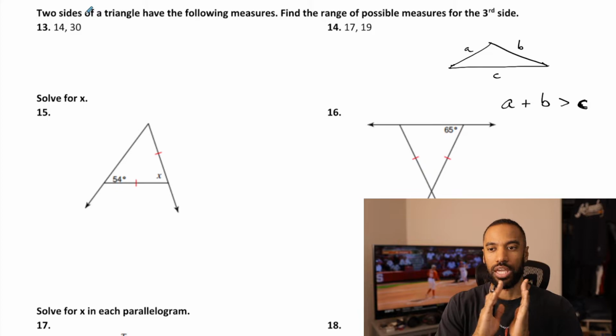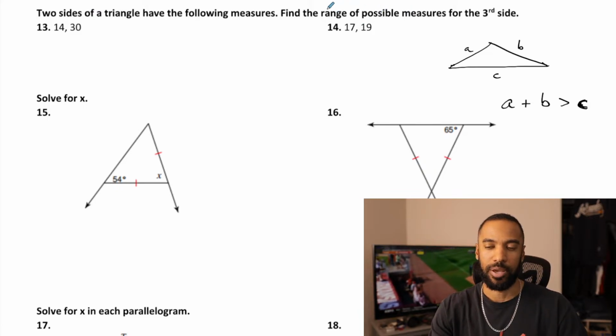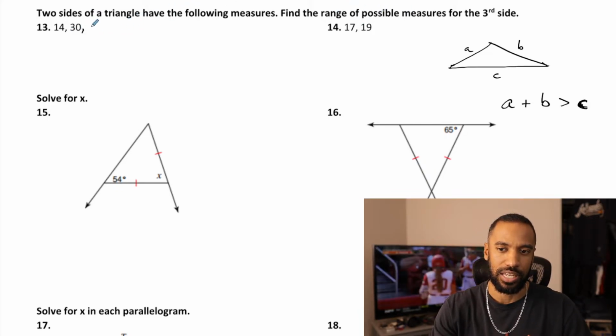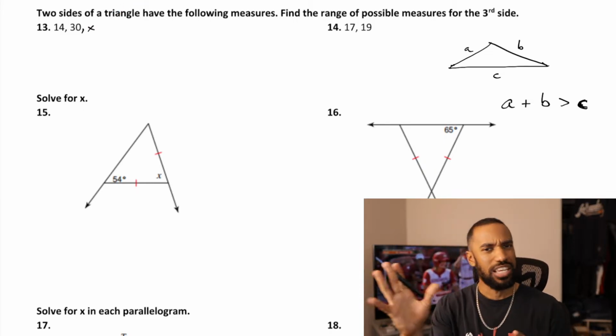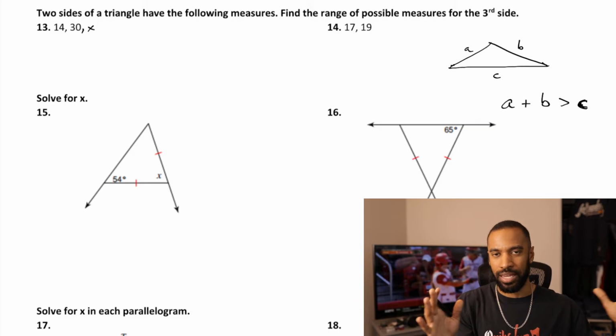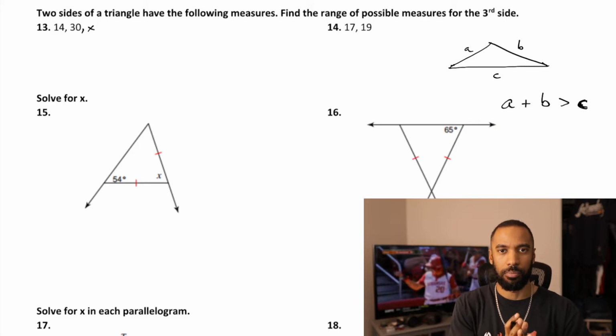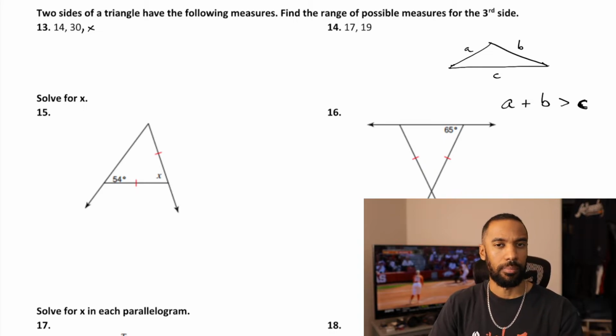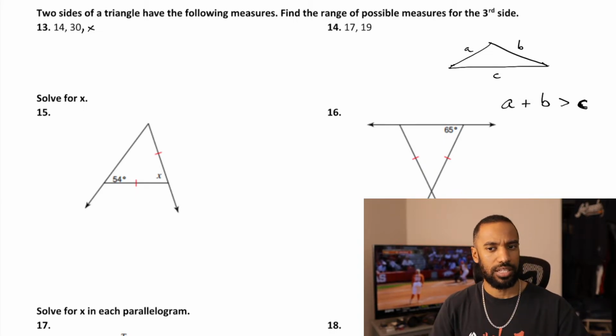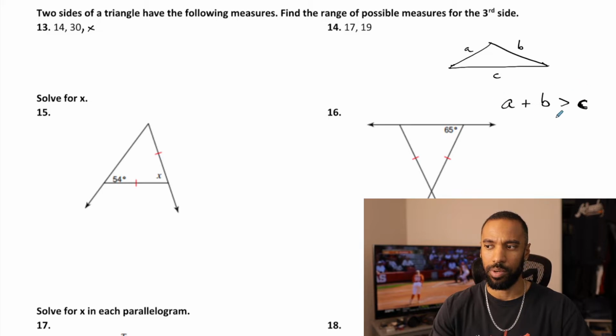So here's the thing. There's a range of possible measures for the third side. I'm going to place an x in here and say, what can x become? It can become this small, yet this big. There's an x value that we can put in between. You saw that 25 worked. You saw that 15 didn't. What other numbers do work? What other numbers don't? Let's test them as inequalities the same way we would here.